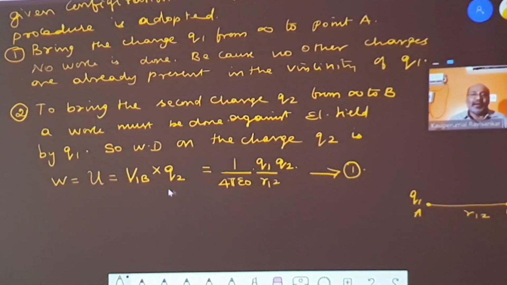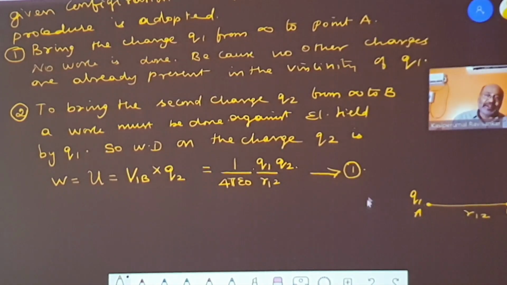This is the work done when you are moving Q2 from infinity to the point, and this work done is stored as the potential energy between the two charges Q1 and Q2.